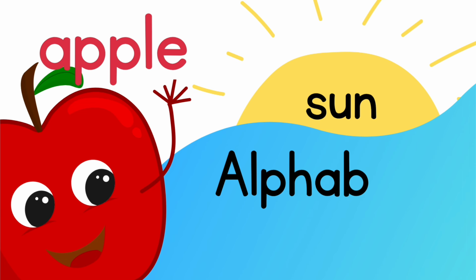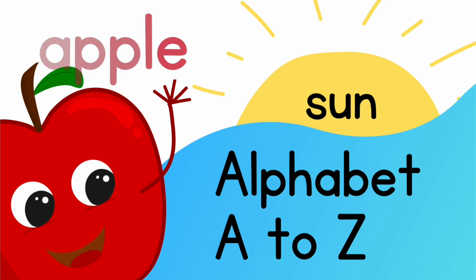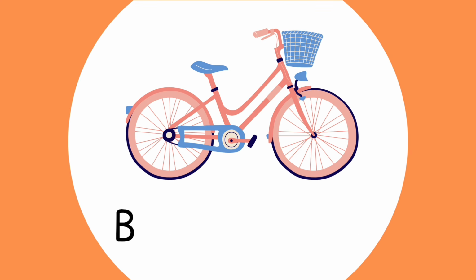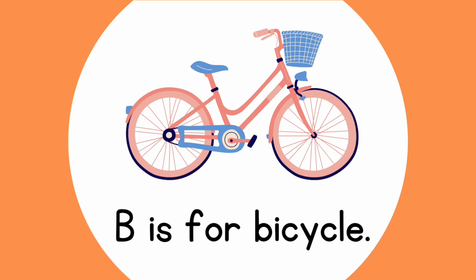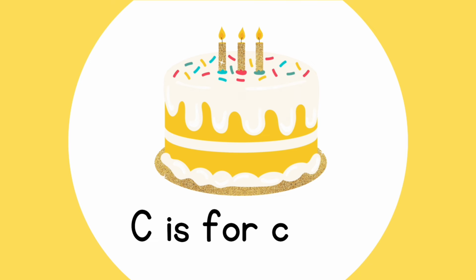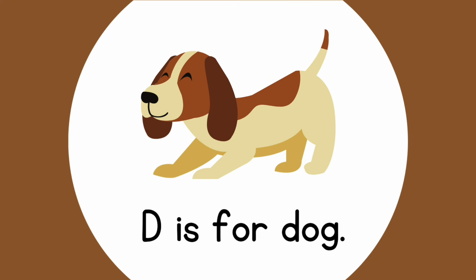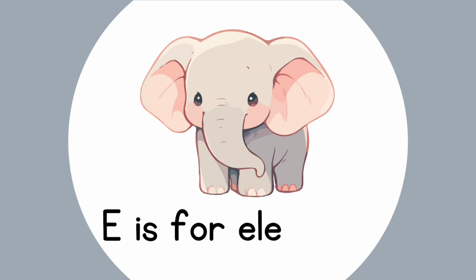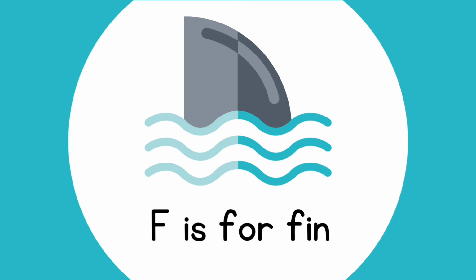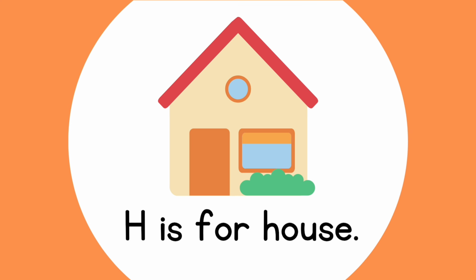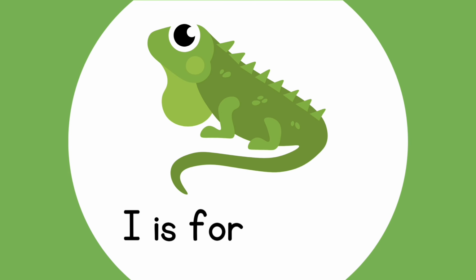Learn alphabet A to Z with Fun Learn. A is for apple. B is for bicycle. C is for cake. D is for dog. E is for elephant. F is for fin. G is guitar. H is for house. I is for iguana.